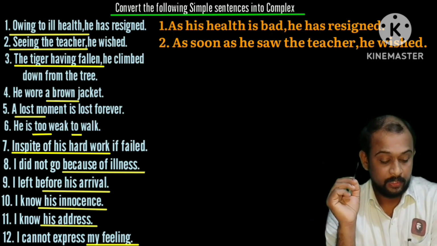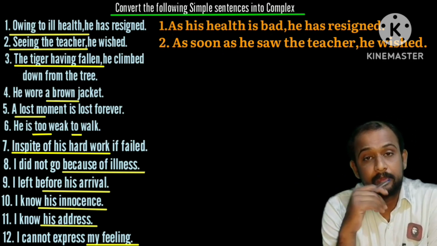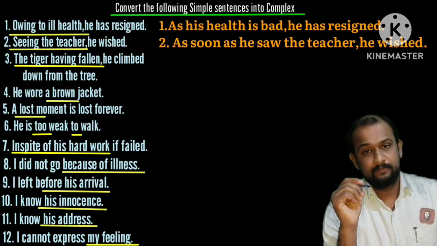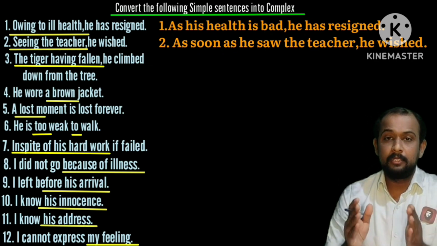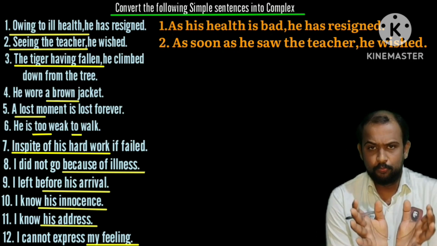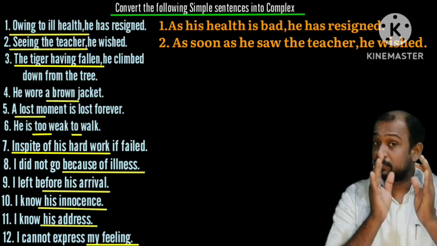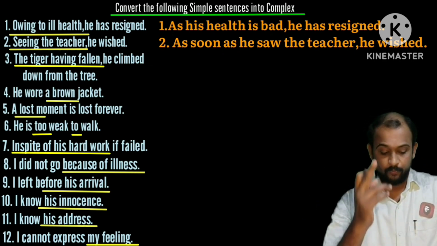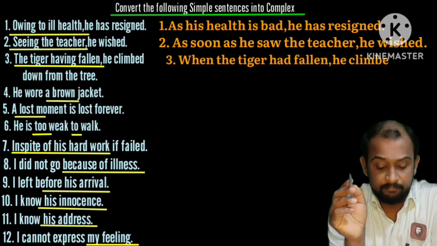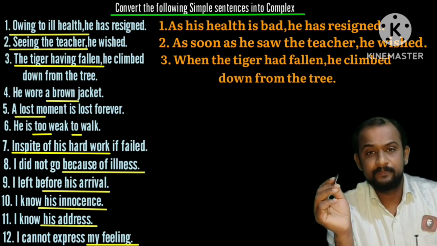Okay. Next. The tiger having fallen, he climbed down from the tree. The main clause is he climbed down from the tree. The tiger having fallen is just a group of words which doesn't convey complete meaning, so it is a phrase. You have to convert this into a clause. Okay, see. When the tiger had fallen, you retain the main clause as it is. He climbed down from the tree.